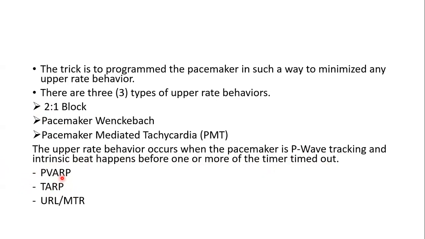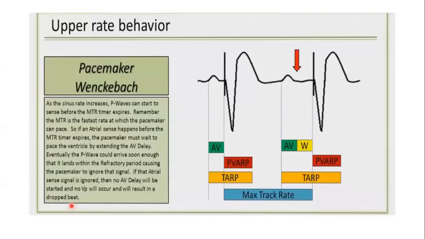refractory period, sorry, not repolarization time. And this is the total atrial refractory period. This is the upper rate limit, which is also known as the maximum tracking rate.